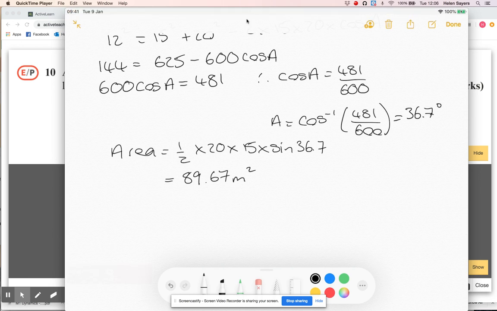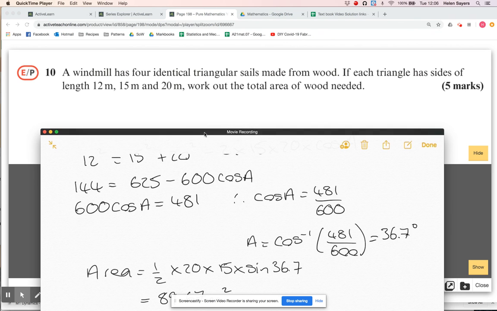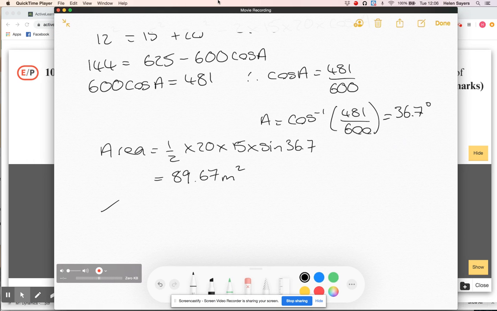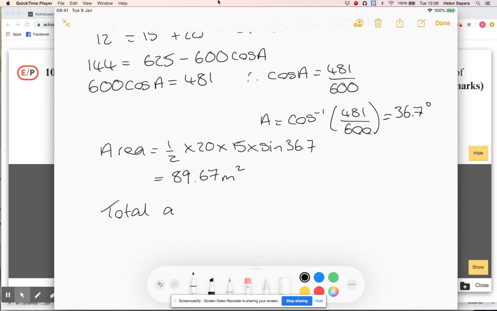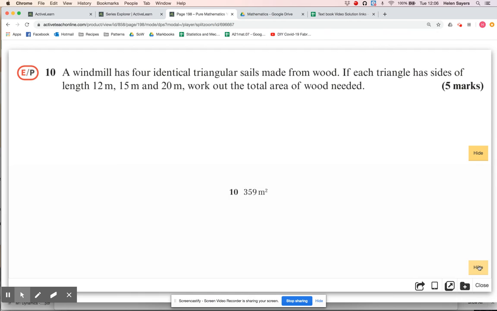And then this is where we've got to be really careful that we check back in the question and we haven't forgotten that there's 4 of these. So the total amount of wood is going to be that answer times by 4. Again, I just haven't cleared it from my calculator. So now, as this is my final answer, I will round to 3 significant figures. So that is rounding to 359 square meters, hopefully. Yeah, awesome.